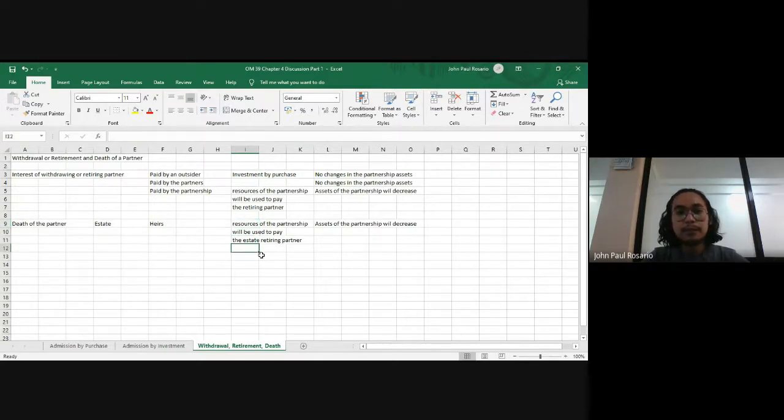So now, when it comes to withdrawal or retirement and death of a partner, the thing about this is before distributing their capital interests, or before paying the capital interest of the retiring partner or the dead partner, we still have to adjust their capital interest as of the time of death or retirement.